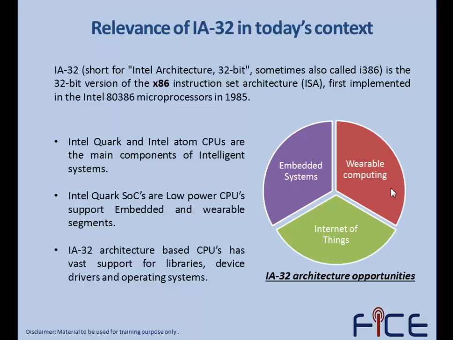As far as today's relevance of this IA32 architecture is concerned, it has various opportunities. The opportunities are in the field of embedded systems, in the field of wearable computing, in the field of Internet of Things. We see very ample opportunities available for IA32 architecture. Most of the wearable devices are using IA32 architecture as far as their low power and wearable requirements are concerned.